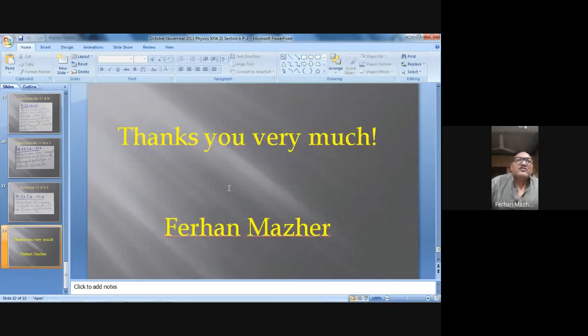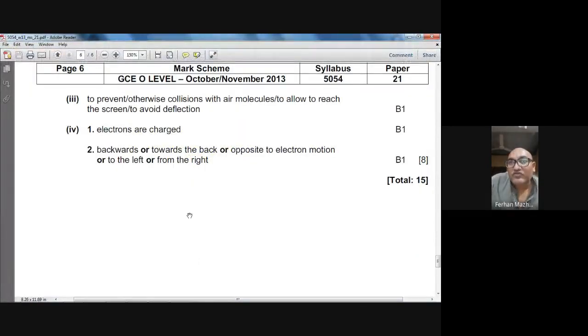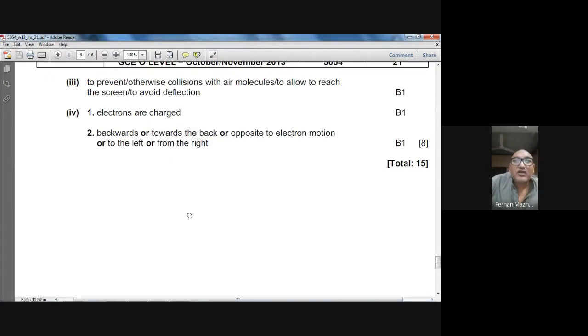So by this question, we have reached the end of this paper. Let me show you the marking scheme once again: backwards, or towards the back, or opposite to the electron motion, or to the left, or from the right. So we are done with this.